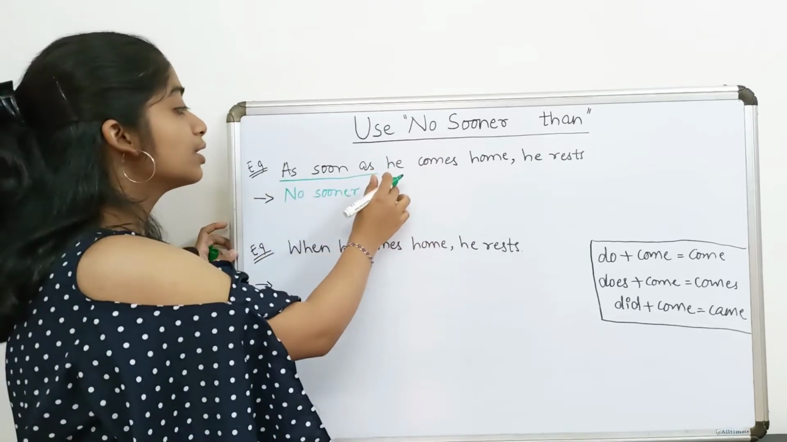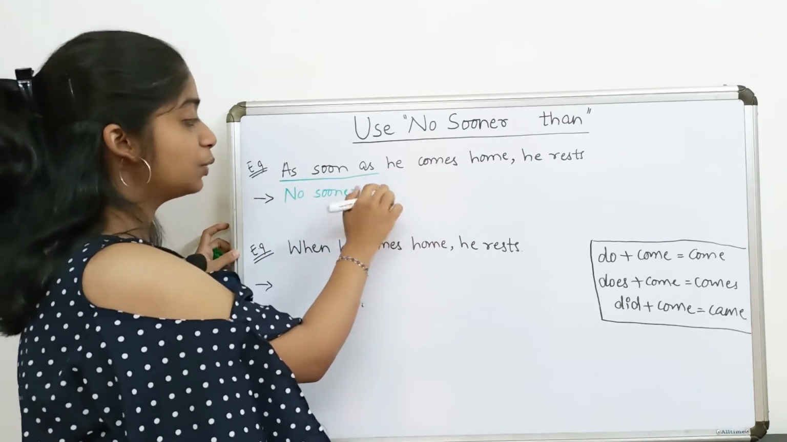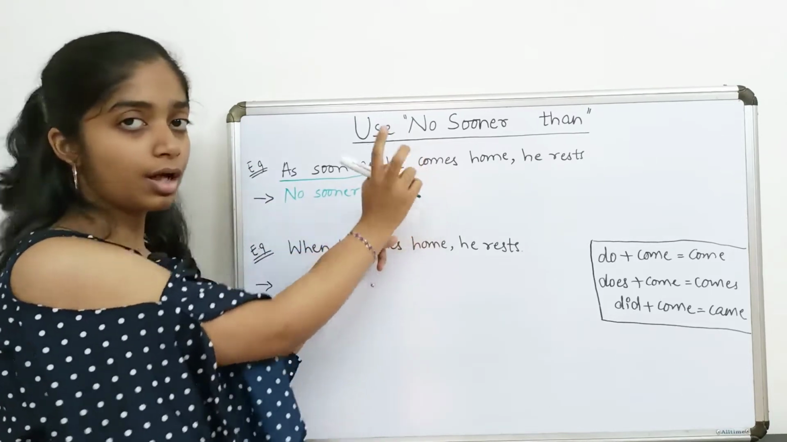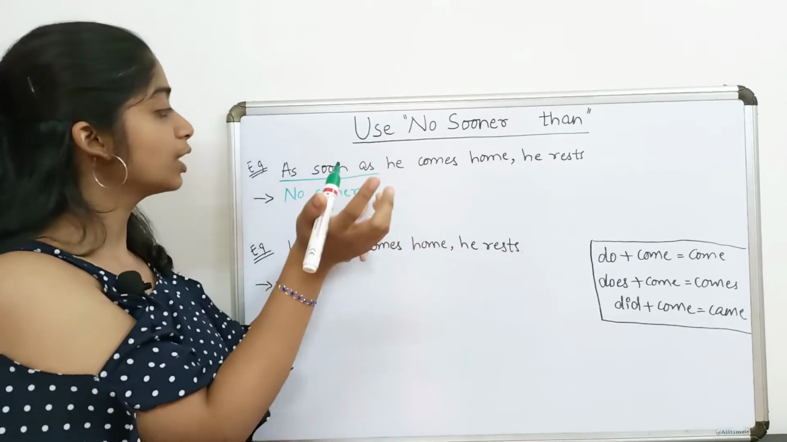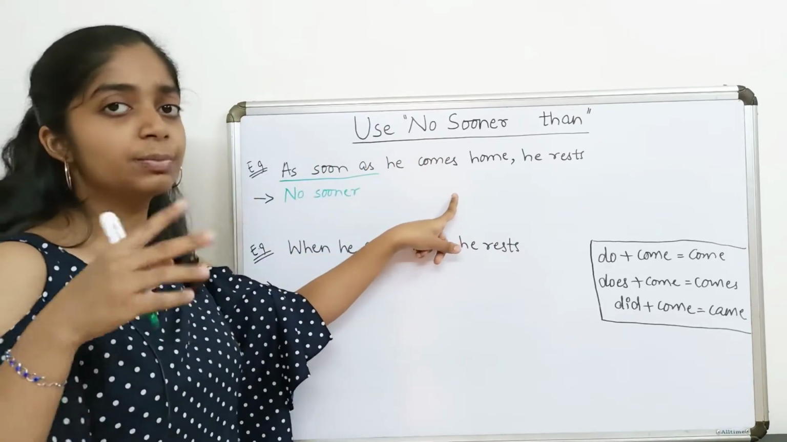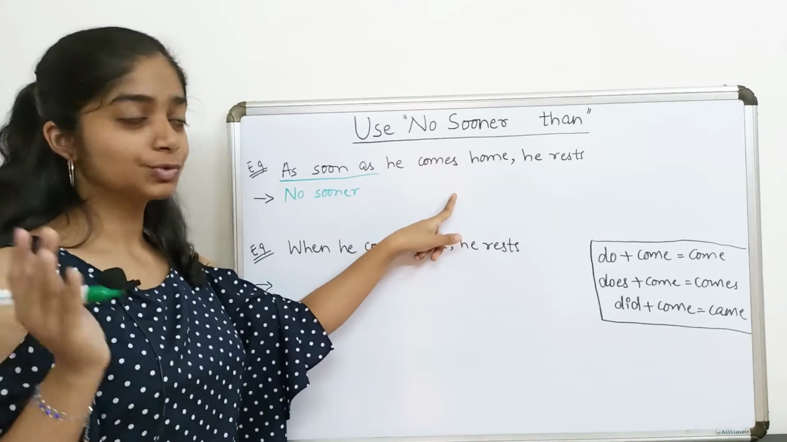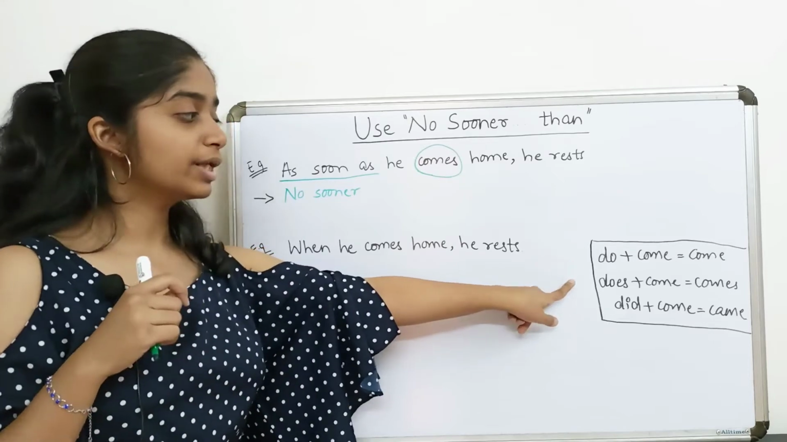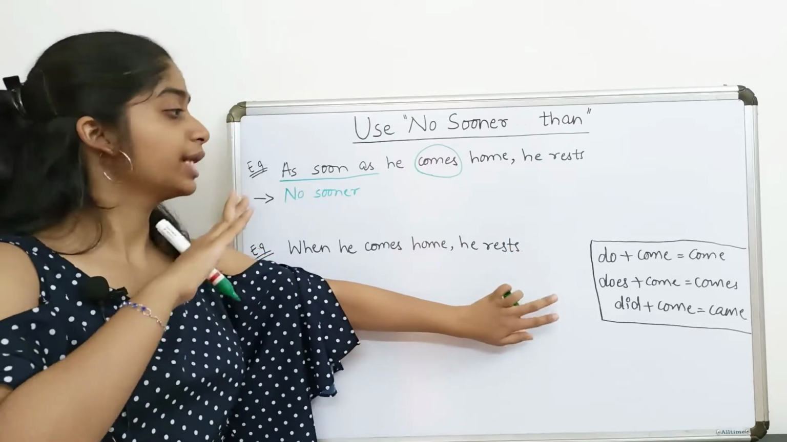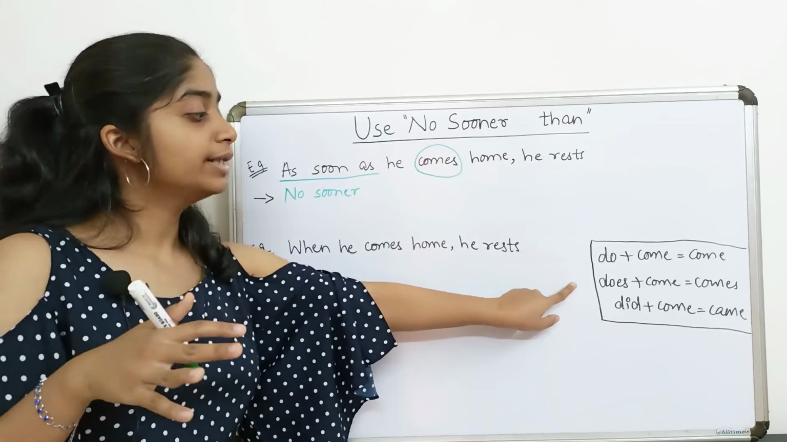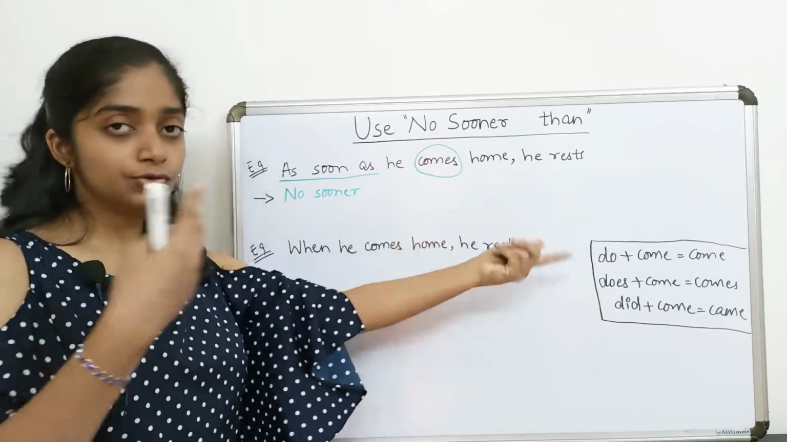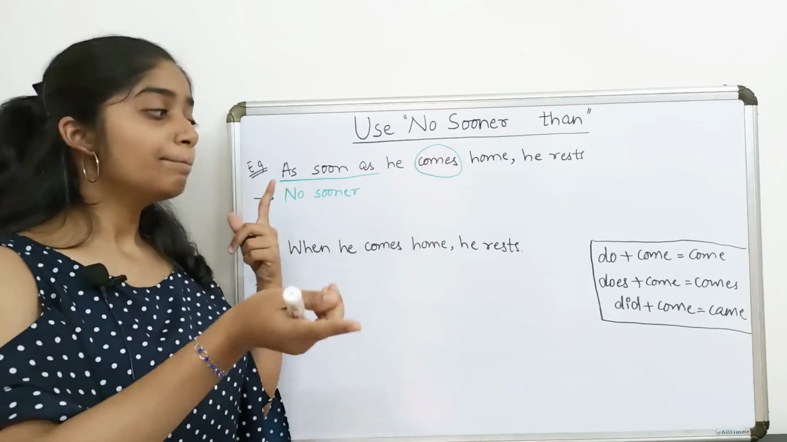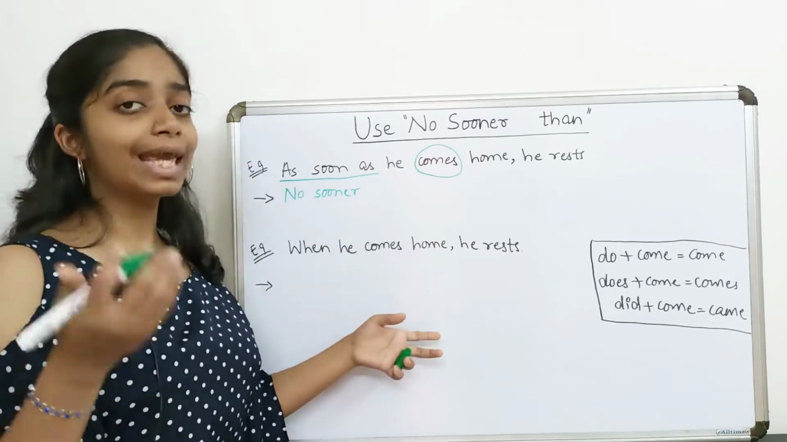Now, after no sooner, you have to write a verb over here. So, verb is the word comes. But, no sooner comes he home, this will be grammatically wrong. Okay, so here comes this rule into the picture. Do plus come equals to come. This will remain the same. If we write does plus come, it will change to comes. And did plus come will become the past tense of the word come, which is came.